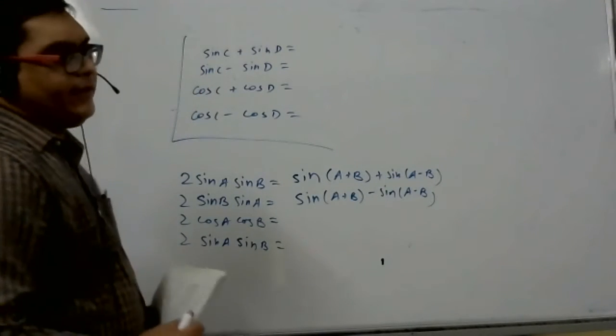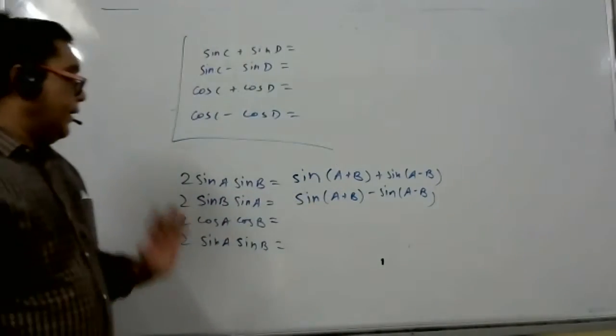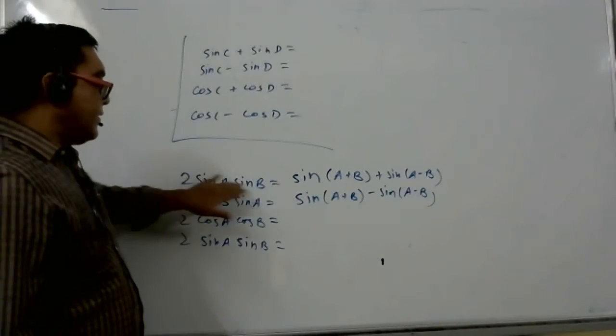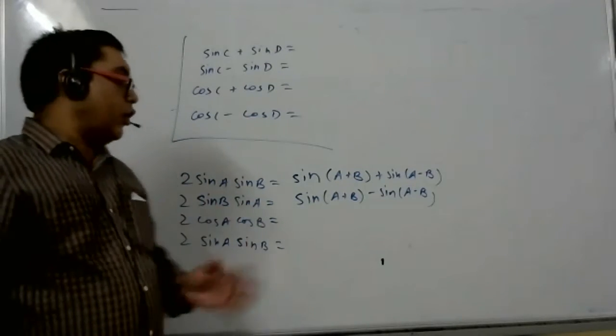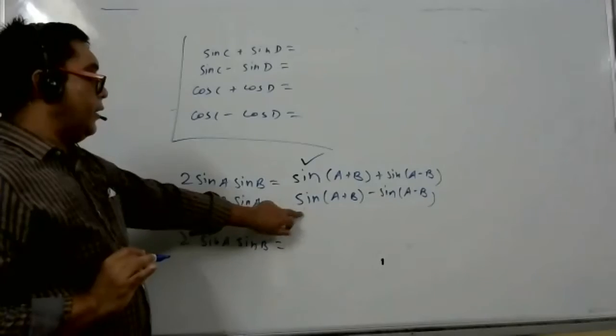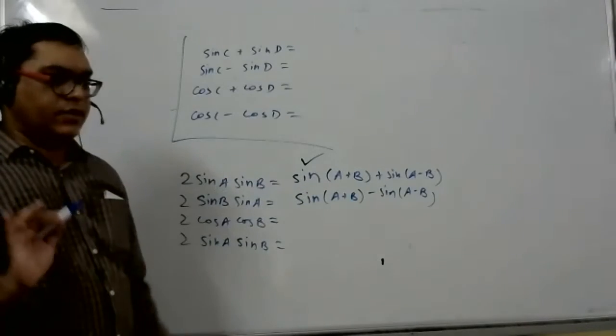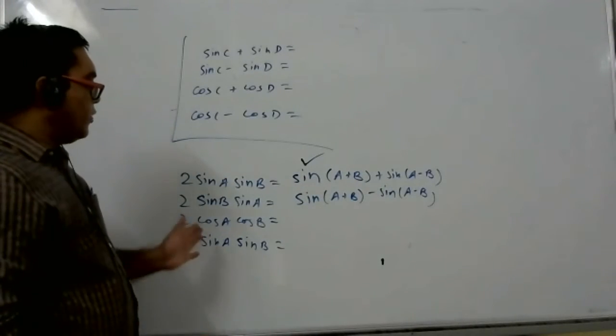No. I'll tell you, your observation is good. Whether they gave 2 sin A sin B or 2 sin B sin A, you can use any formula. Not any formula: you use the first formula if you want. Don't use the second formula. Use the first formula and every time you'll get the answer. Don't worry. This is the way they teach, that is okay, but you can use any formula.